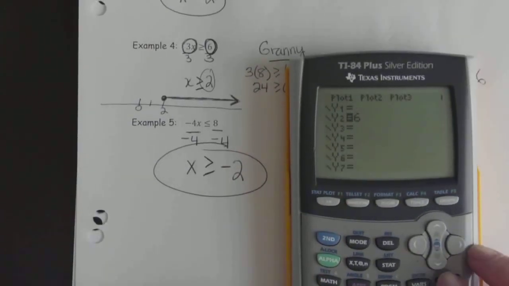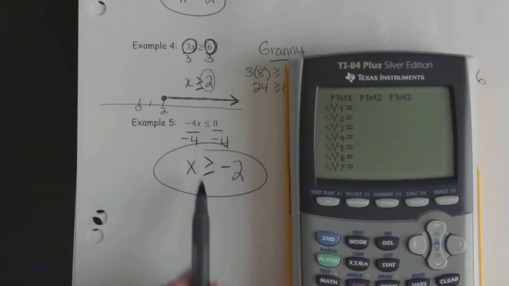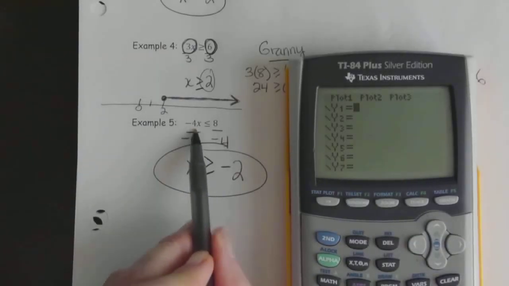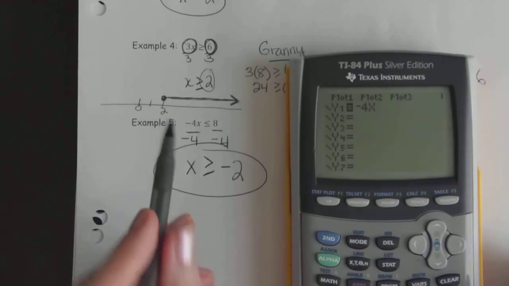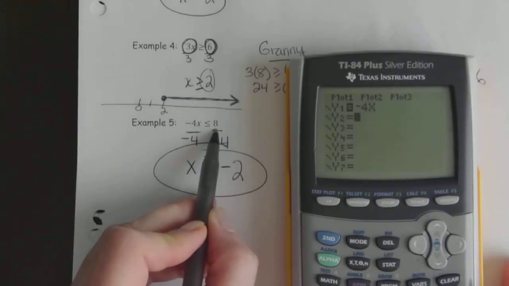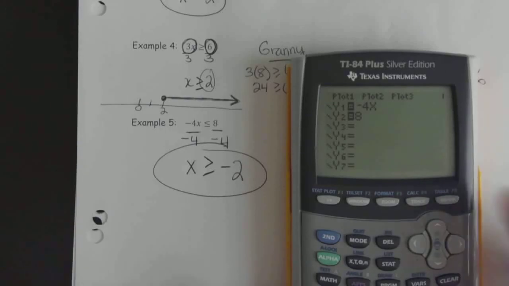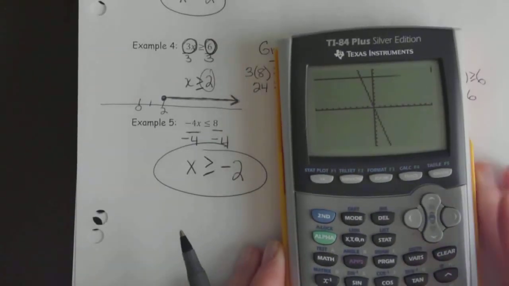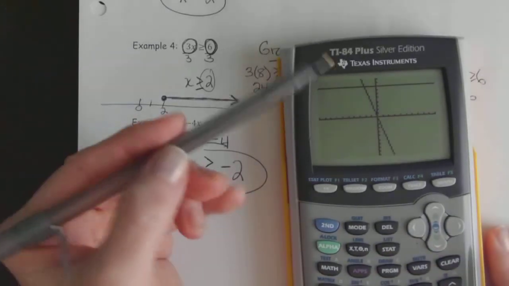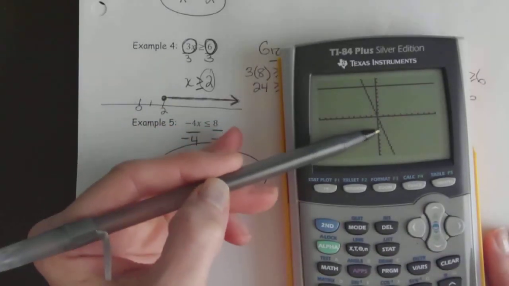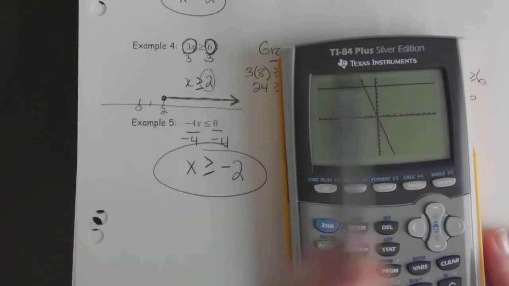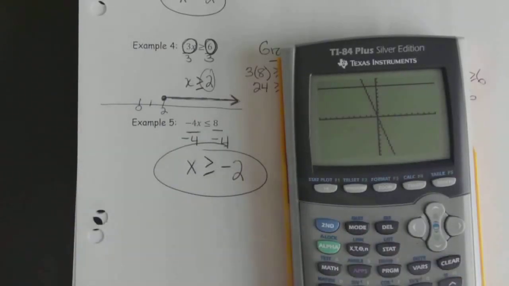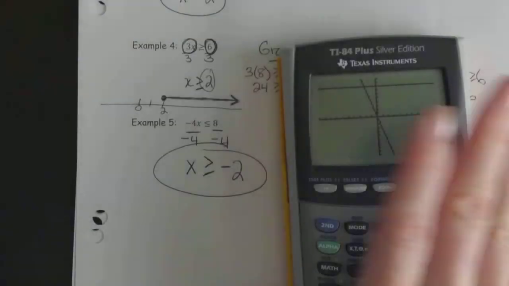Now, let's look on the TI and see what happens. So let's go to y equals, clear out the old. And in y1, let's type the original left side, negative 4x. And the right side, in y2, 8. And graph. Okay, so now we've got a diagonal line with a negative slope. That's your negative 4x. We've got the horizontal line at 8.